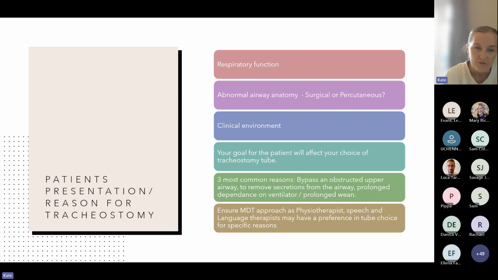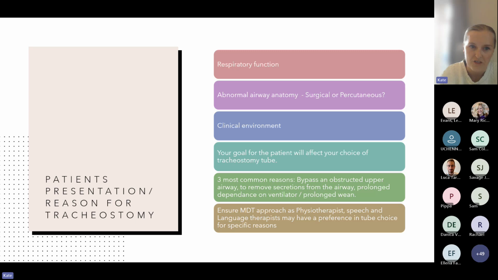Think about what your goal is for your patient. This is huge. So if their goal is to wean off a ventilator, to be able to speak, be able to eat and drink, and to be able to rehab, then they have completely different goals to someone whose goal may be that they need to optimize suctioning and they're going to be a long-term trachea. So just think about what it is that you specifically need for your patient and what your overall aims are when you're choosing what tracheostomy tube you're going to use.